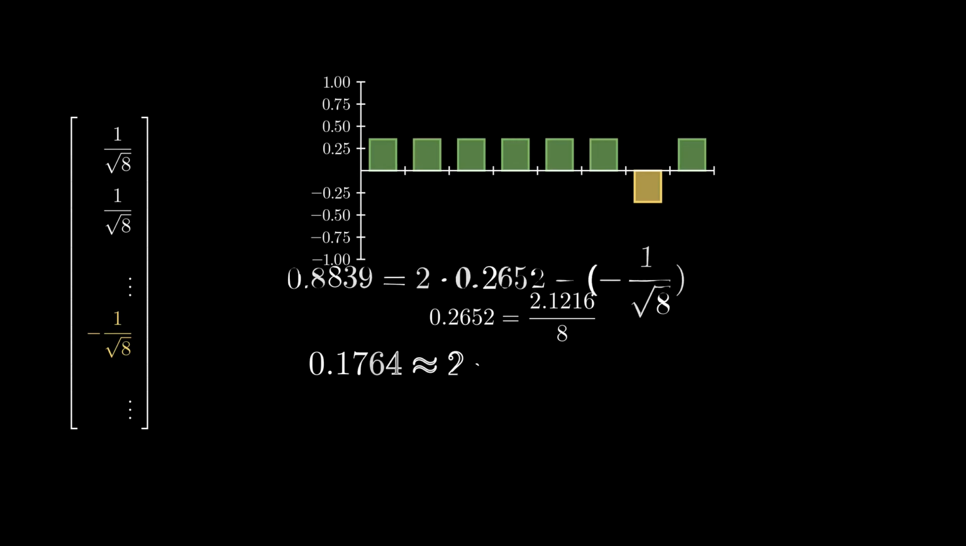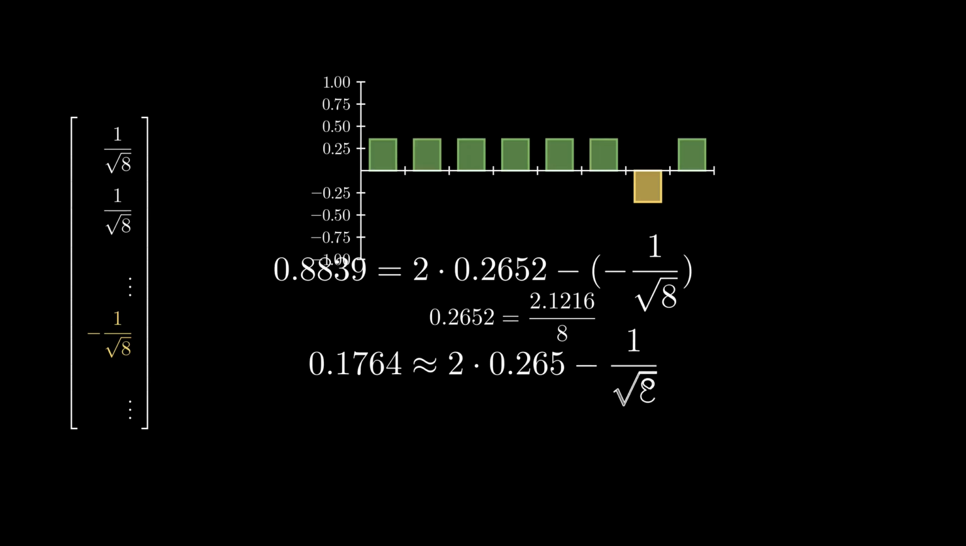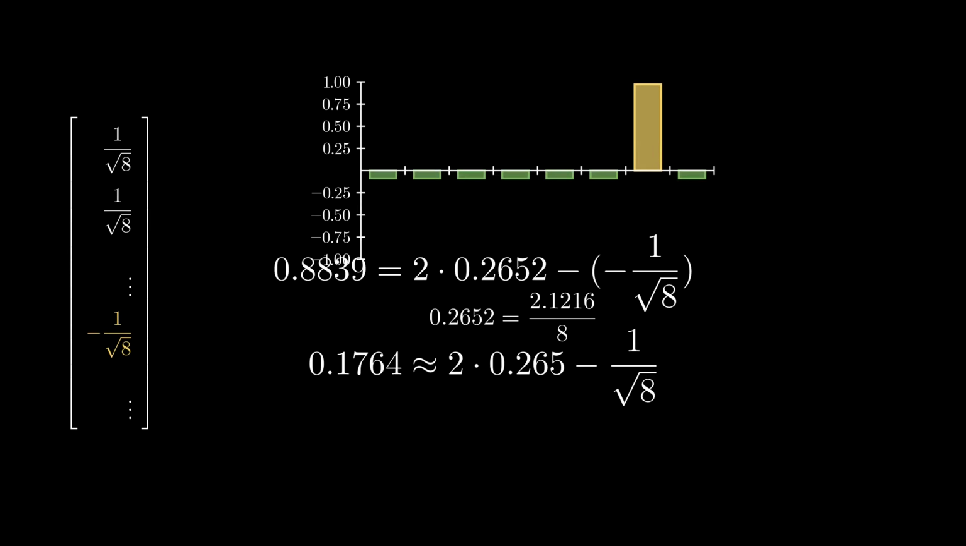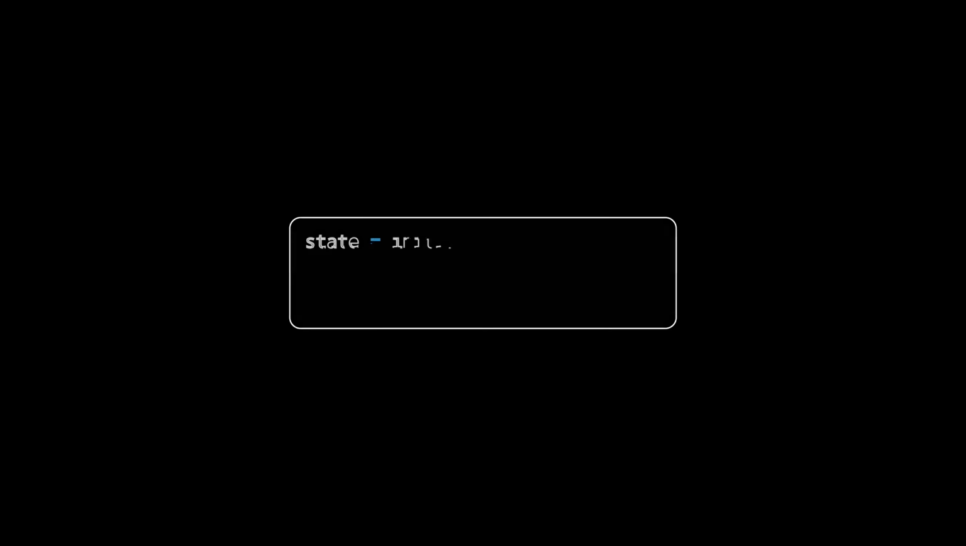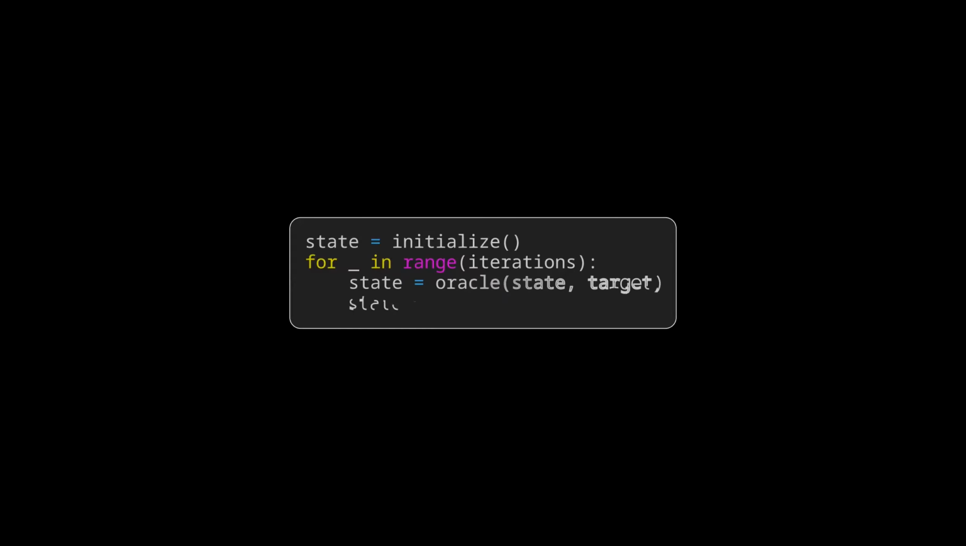As the target state's amplitude grows, the amplitudes of the other states shrink. And there we go. We found our answer. The oracle identifies the target state and the diffusion operator amplifies it, making the target state more likely to appear when measured. Okay, all that theory is cool and stuff.